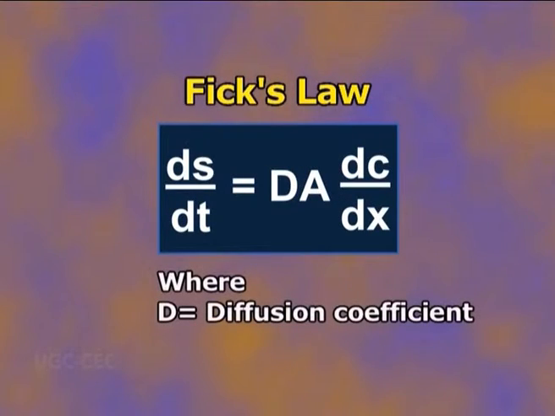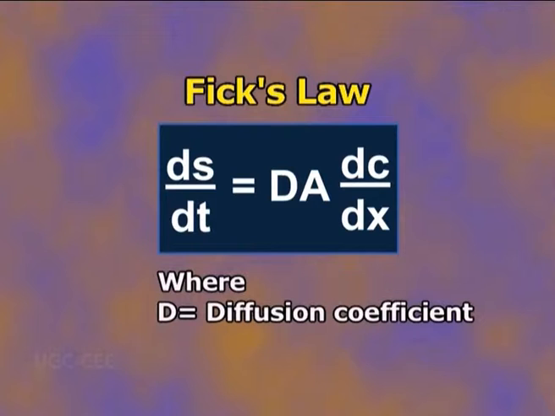The diffusion process can be understood easily by Fick's law. The law states that the amount of solute ds diffusing across the area A in a period of time dt is proportional to the concentration gradient dc/dx at the point.